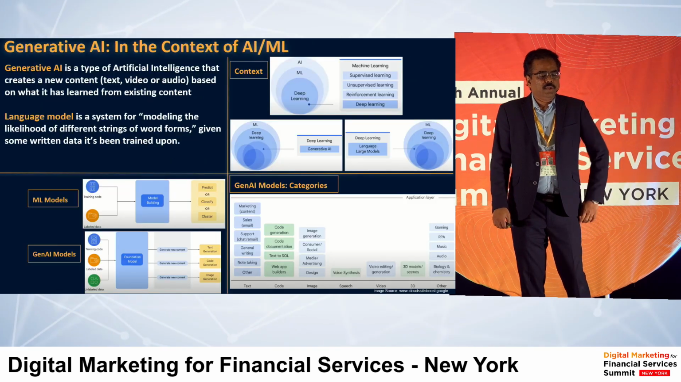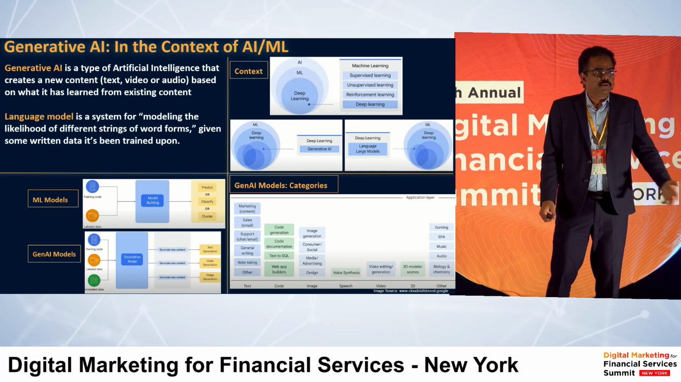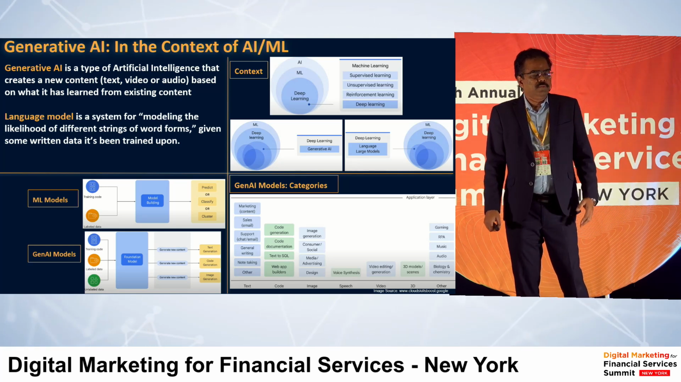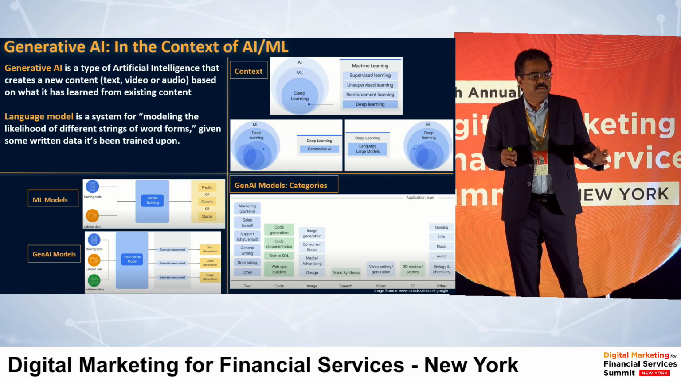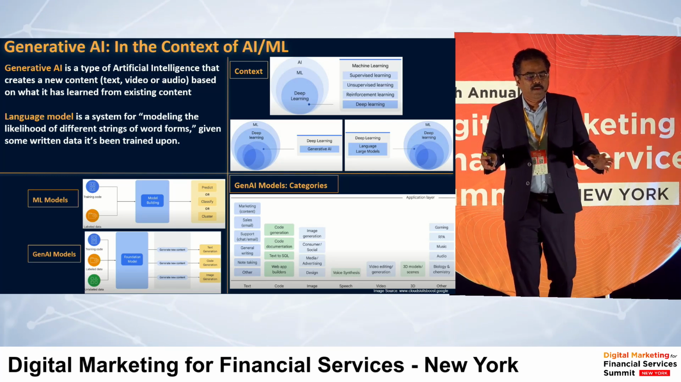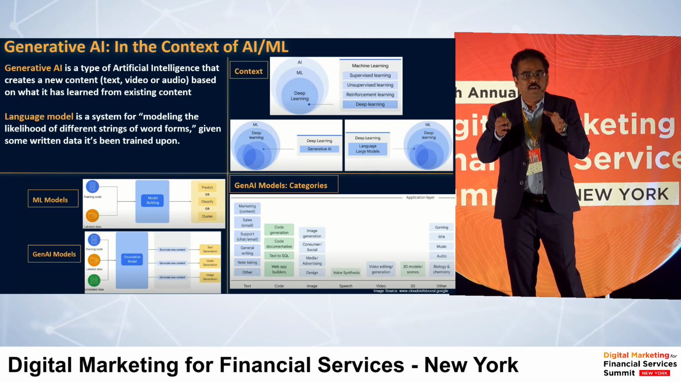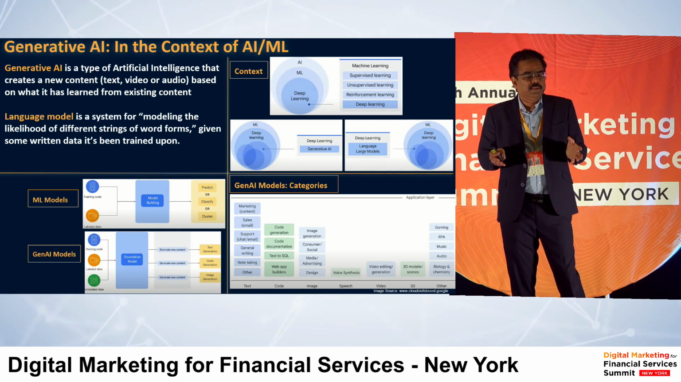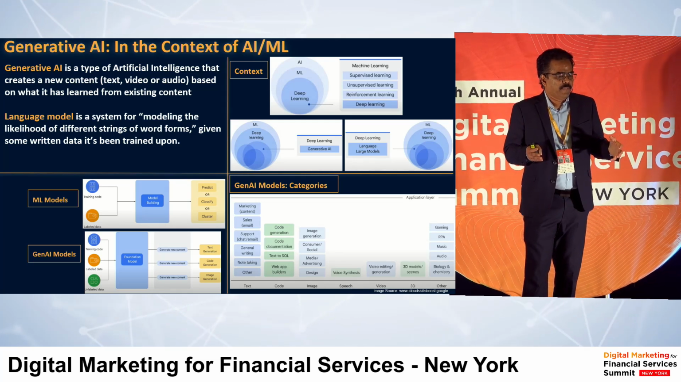The first thing, what is Gen AI? I mean, I don't have to define it. Everyone knows it. New content based on the old content. Language model, it's just a stitching of the words. I just treat it like that. It's as simple as that. In the context of AI, ML, and deep learning, it falls in the circle of deep learning, basically. So both Gen AI and LLMs fall under that.